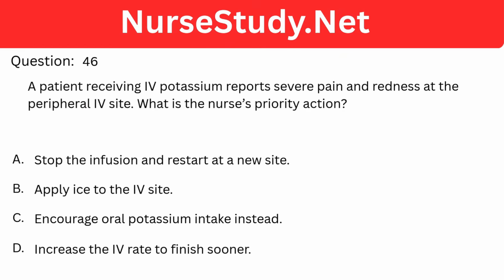Question 46. A patient receiving intravenous potassium reports severe pain and redness at the peripheral intravenous site. What is the nurse's priority action? A. Stop the infusion and restart at a new site. B. Apply ice to the IV site. C. Encourage oral potassium intake instead. D. Increase the IV rate to finish sooner.